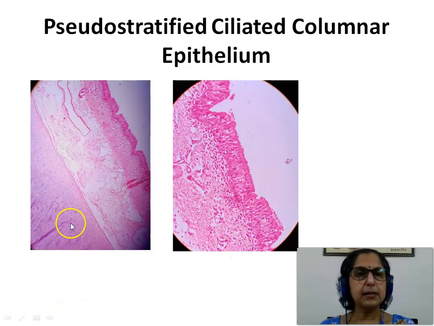This here is a low power field view of H&E stain slide of trachea. So this is the lining epithelium showing pseudostratified ciliated columnar epithelium. This is a high power view of the same. So we see that the nuclei are at different levels, giving a false appearance of stratification.